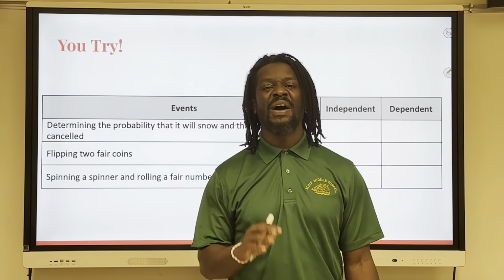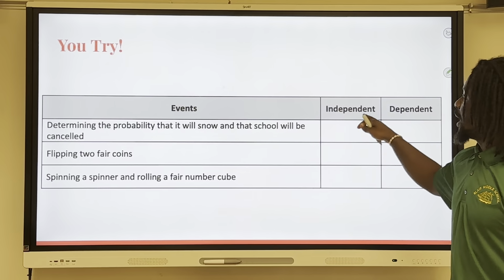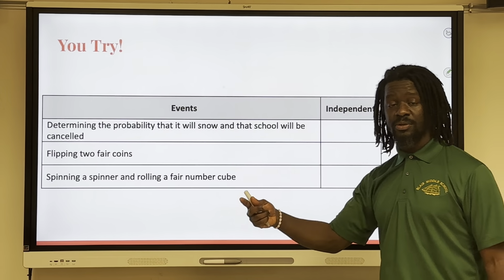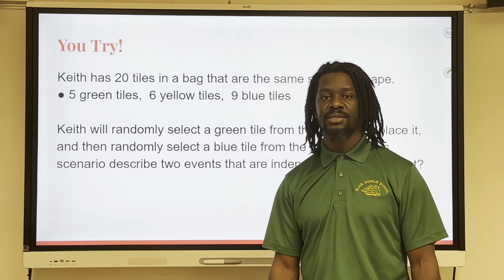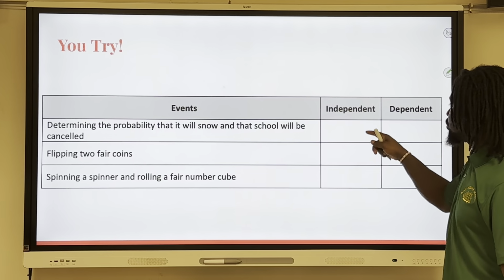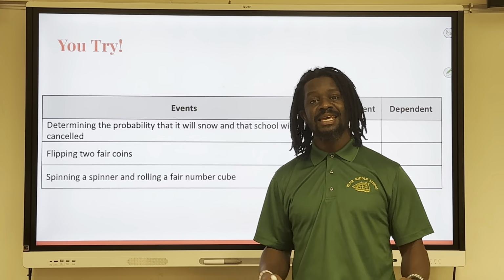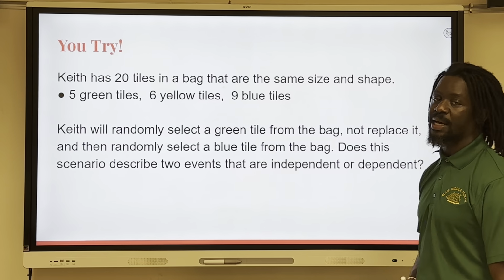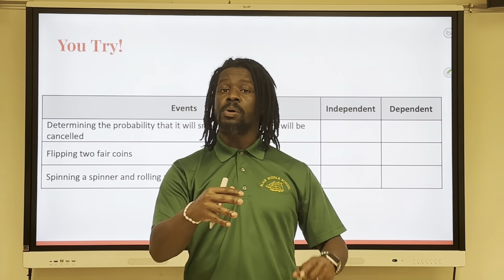Now, I've done a couple examples, so I have 4 more that I want you to do. You have this table. I want you to read these and answer them. And then I also have this sort of word problem. For the table, I want you to just check whether or not it's independent or dependent. And for the word problem, I want you to tell me whether or not it's independent or dependent after you read the problem.